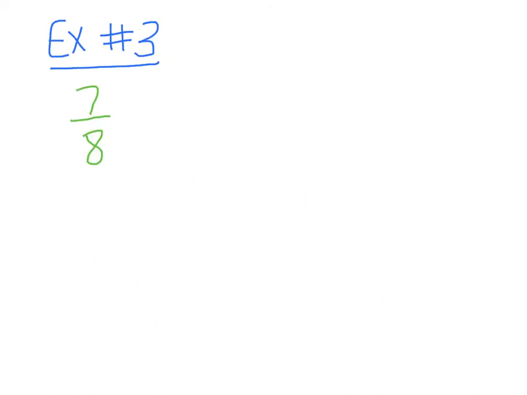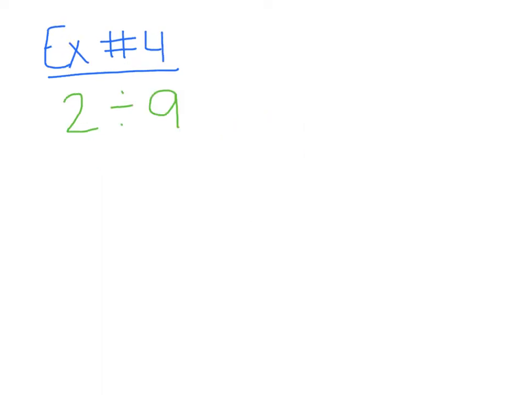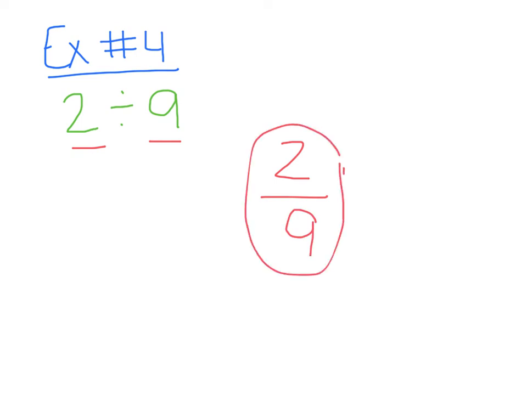Example number 3. We have 7/8. So we just have 7 divided by 8. And our last example, 2 divided by 9. This one we're going to write as a fraction since it's already in a division expression. So our first number is the numerator, and our second number is the denominator, so 2/9. Similar to that problem we just did in example number 2.